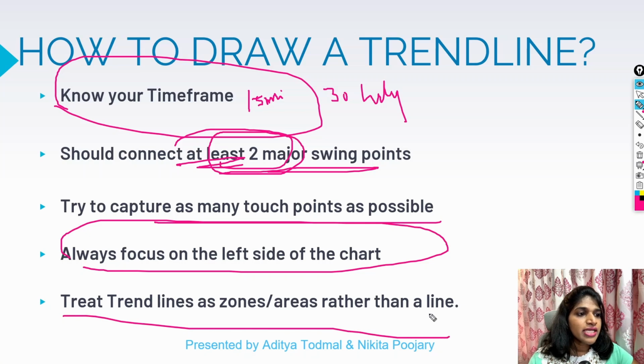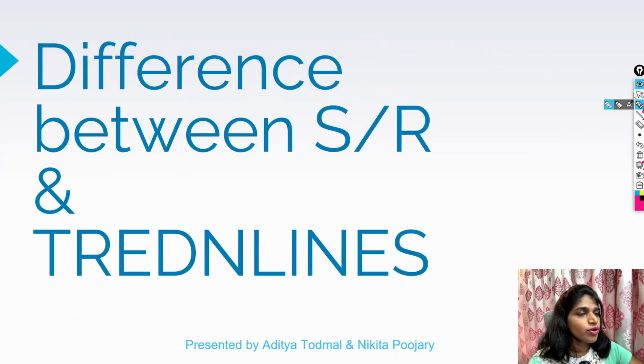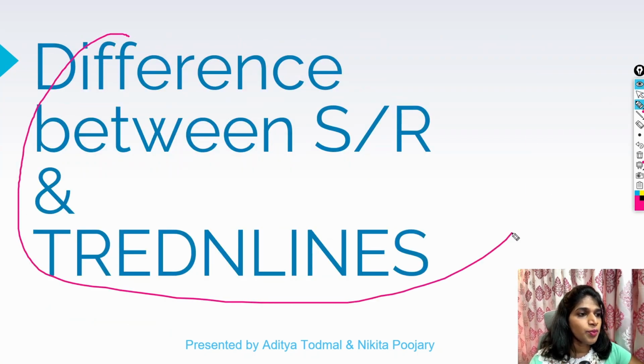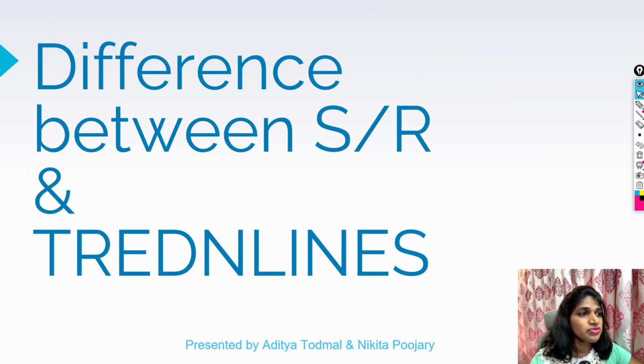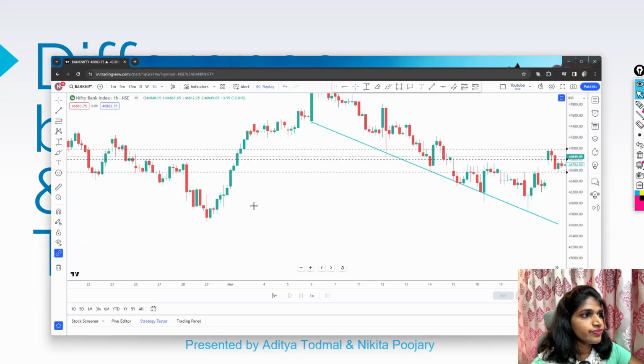Now, treat a trend line as a zone or area rather than just a line, which means just like support and resistance, even trend lines have a zone. This is a very important thing: the difference between support and resistance and a trend line. So for those of you who are still unable to understand the difference between a trend line and support and resistance, it's very simple. I'll show you what it is.